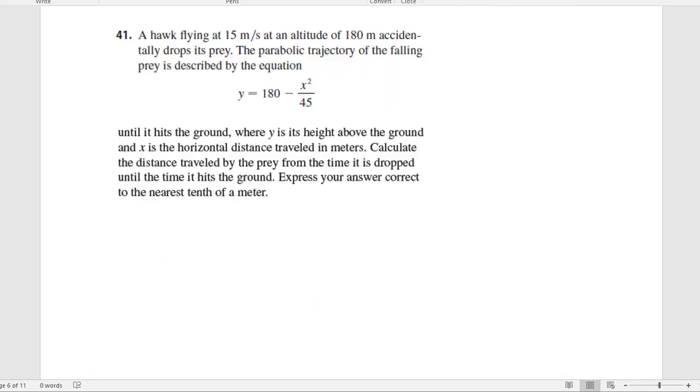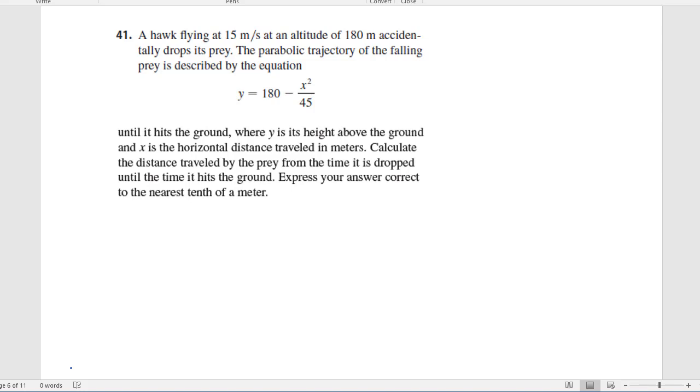All right, let's take a look at an application. Just to give credit where credit is due, this problem is coming out of the calculus book by James Stewart. The version of the book I have is the early transcendentals version. So here's problem number 41 out of the homework section.